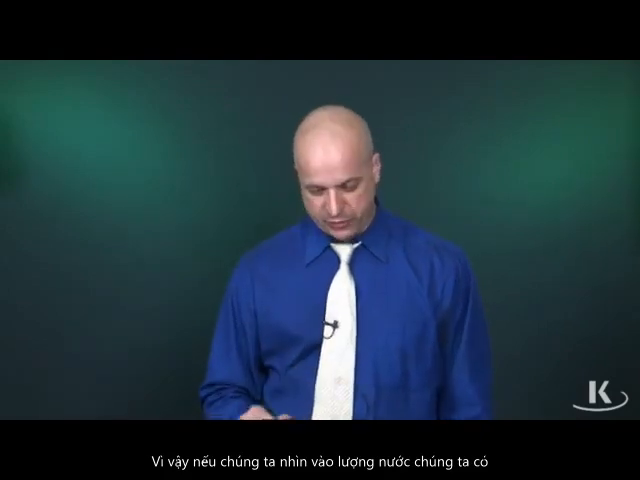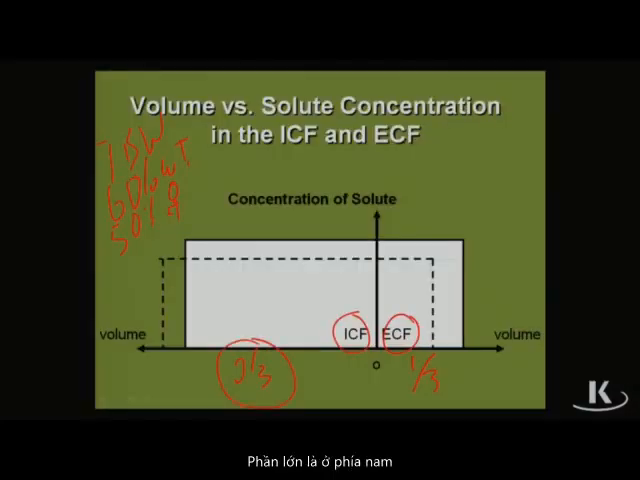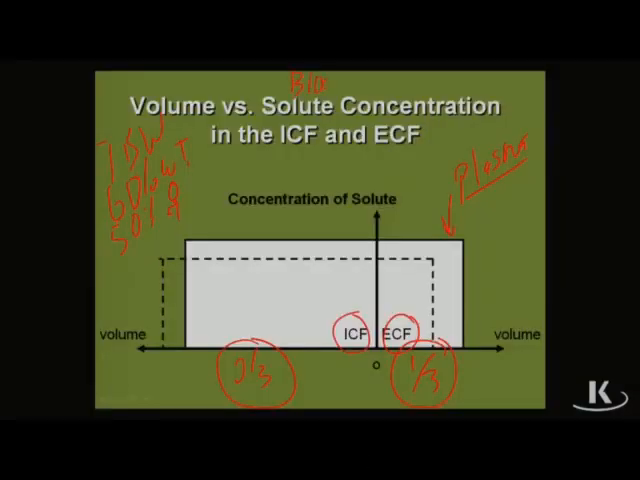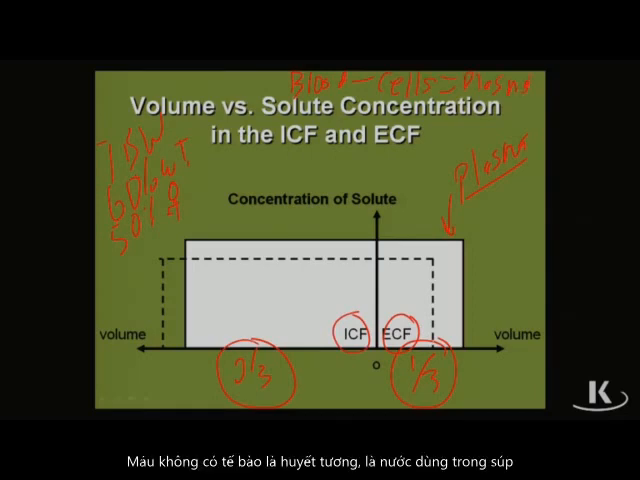Okay, so if we're looking at the amount of water we have, most of it is in the cells, and of the extracellular component, most is interstitial. It's not plasma. Only a small amount is plasma or blood volume. And again, plasma is the amount of the blood taking away the cells. Blood without cells is plasma. It's the broth in the soup.